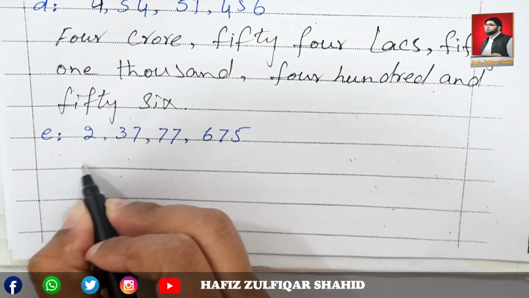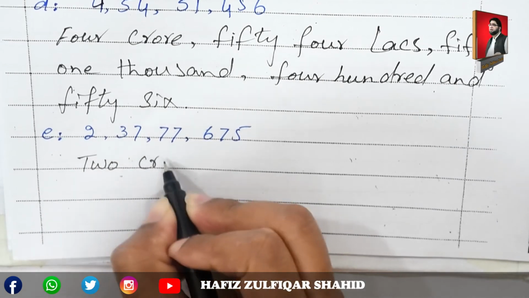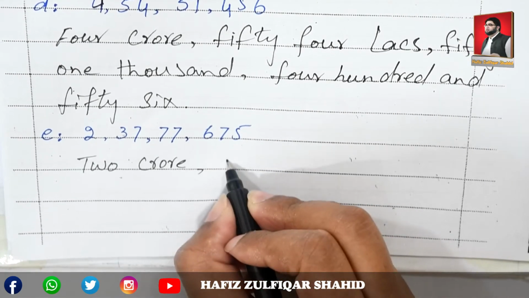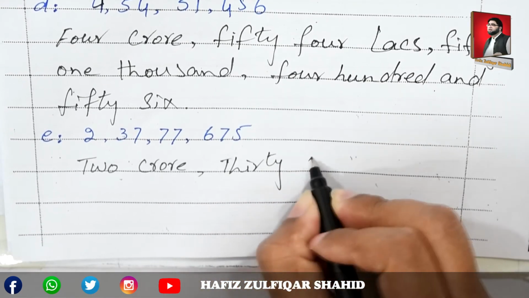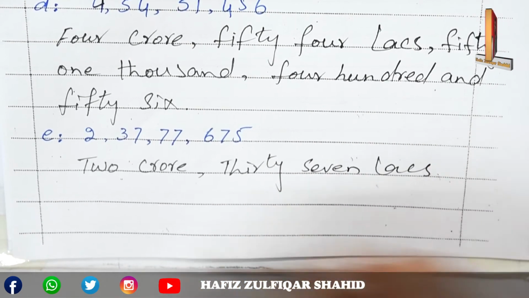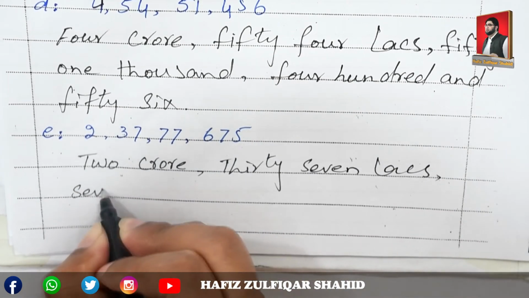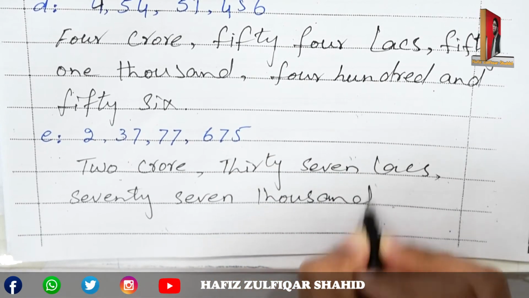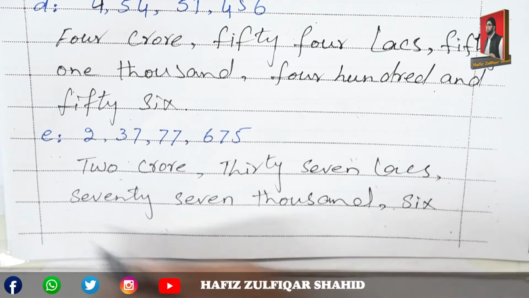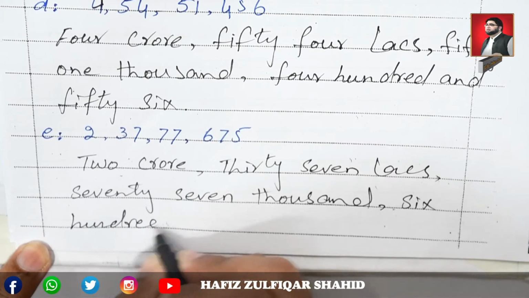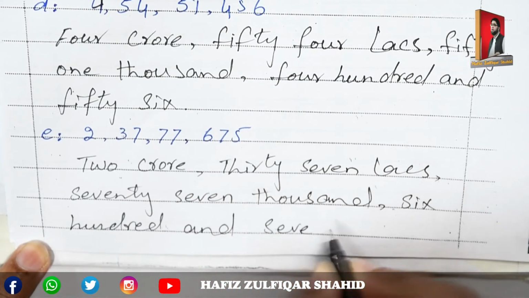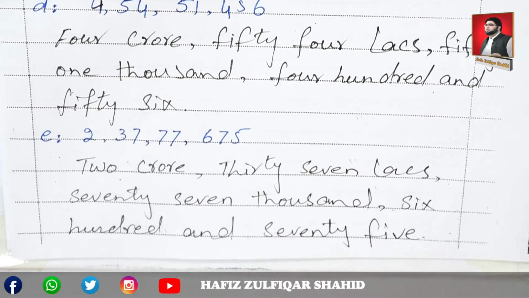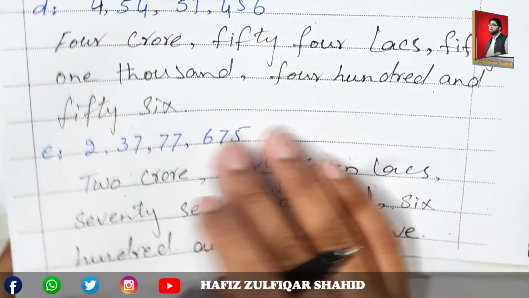Let's solve the E part. Start from 2 crore, then 37 lakhs 77,000 675. Let's see the next part of this exercise.